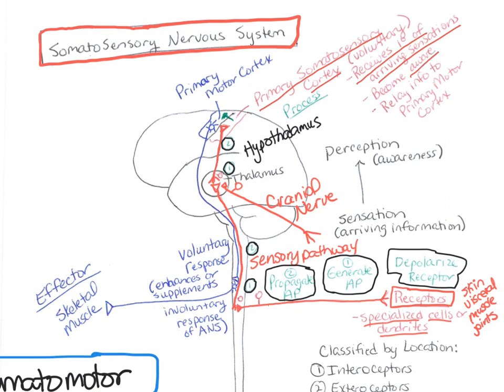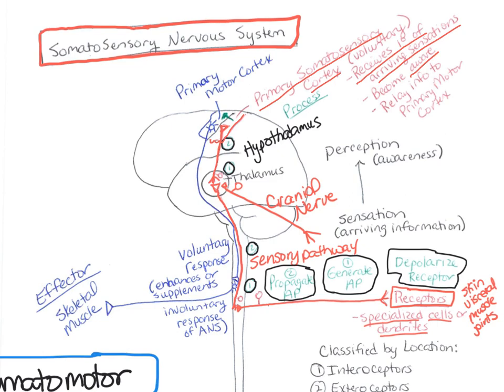And then this somatosensory area, do you remember what that gyrus is called? We called that the primary somatosensory cortex. It's in the postcentral gyrus. That will then relay information to a primary motor cortex where a response can be generated.